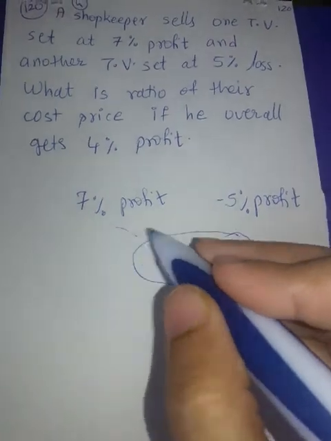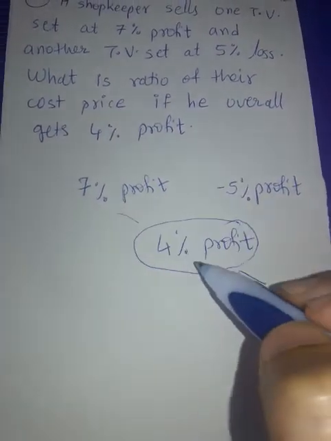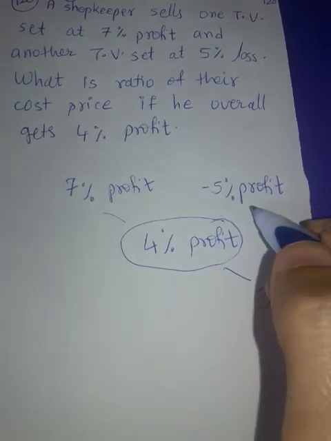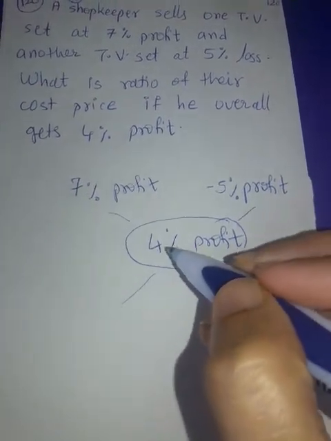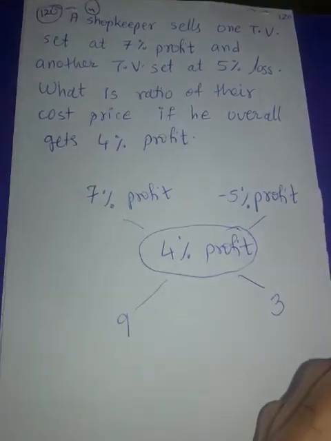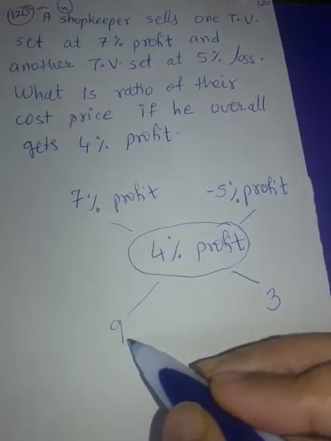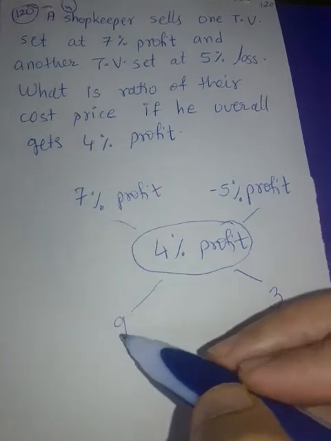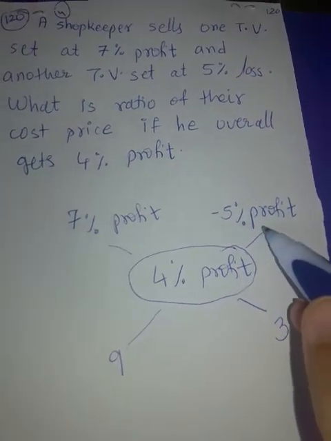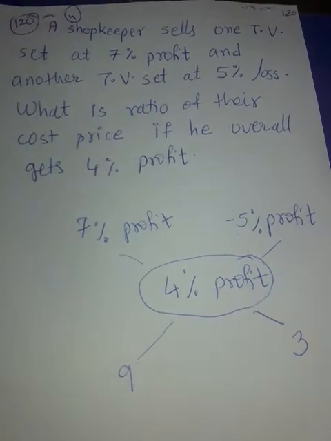So let's find out the positive difference. Difference between 7 and 4 is 3. Difference between 4 and minus 5, what is the difference? 4 minus minus 5, that is 4 plus 5, so that is 9. Are you getting it? 9 is to 3. So 9 pertains to 7%, 3 pertains to 5% loss. Got it?